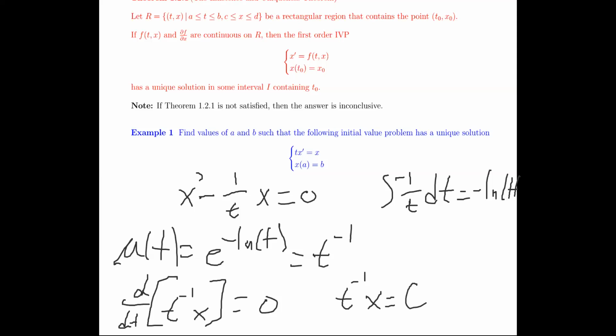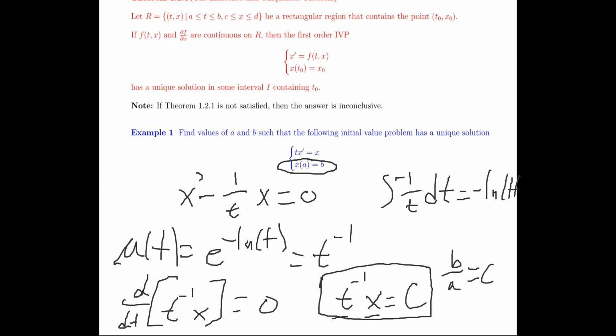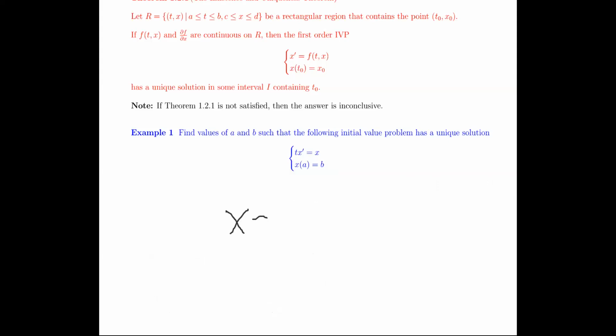And we were given that x is b and t is a. So this actually tells us that we have b over a is equal to c. Just filling in what t and x were here. So we have b over a is equal to c, and this is our solution to the initial value problem. So if we rewrite all of that, that is x is equal to t times c, but c was b over a.